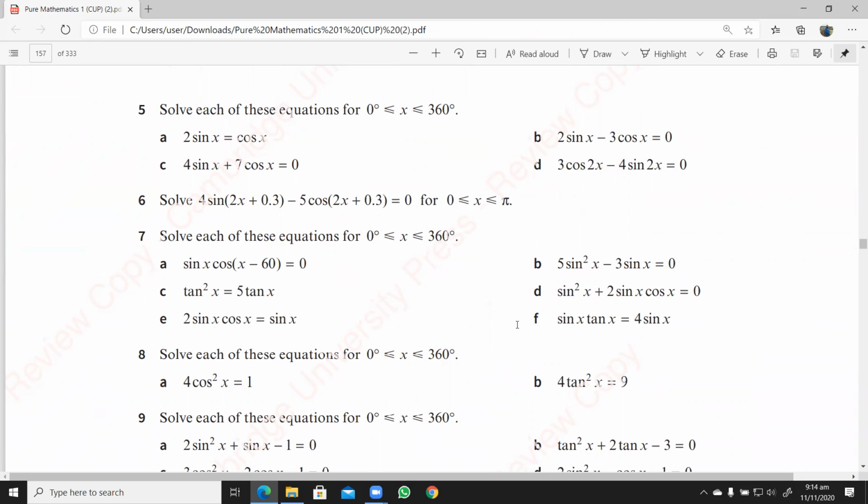Now you have more complex kind of equations over here. In question number 5, your equation is 2 sine x equal to cos x. Then in question number 6, the equation has the sine and the cos, and there is a compound angle in it. Now, you have to be looking for two things in your trigonometric equations.